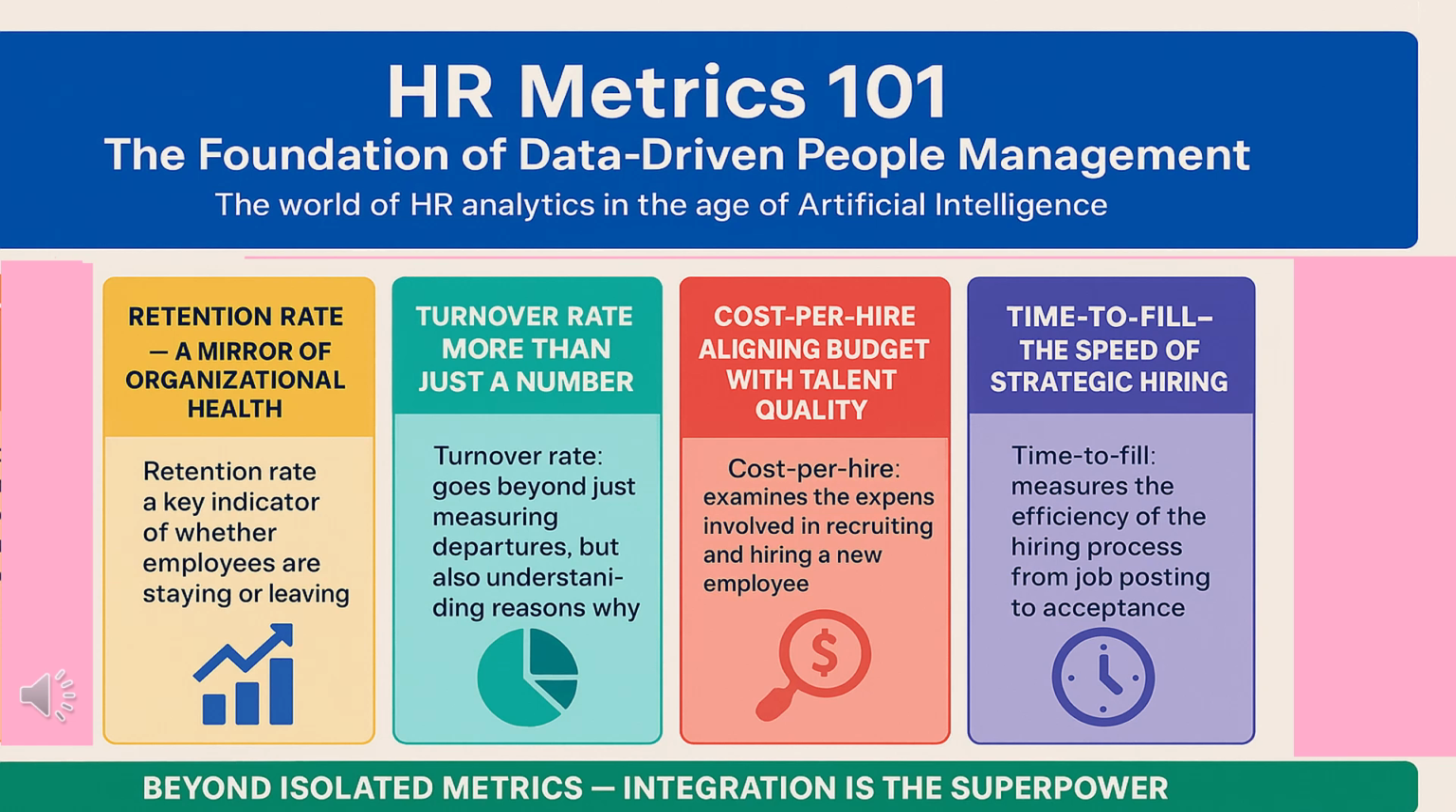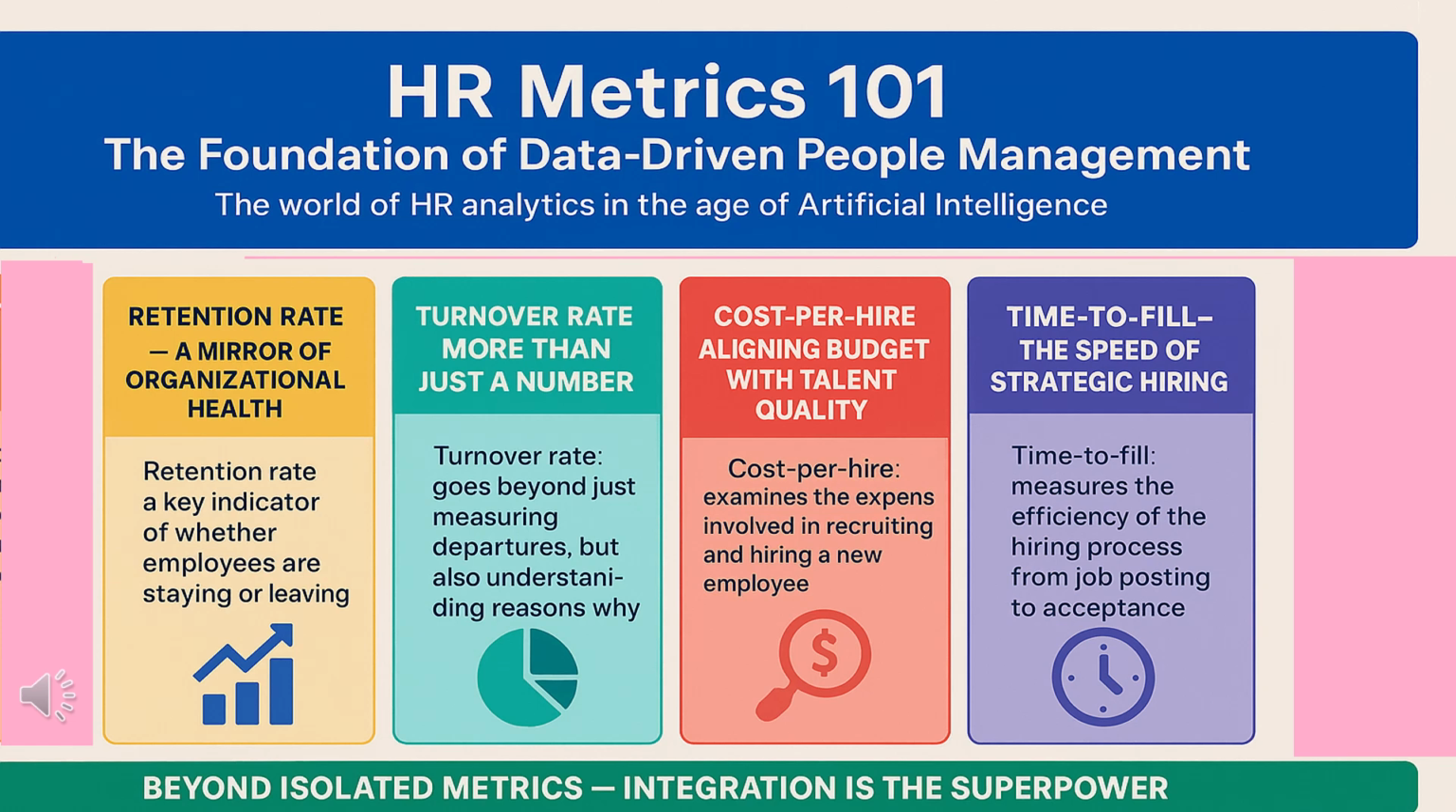Cost per hire, aligning budget with talent quality. You've posted a job. Screened 200 resumes. Conducted 20 interviews. Hired 1 person. What did it cost? Cost per hire includes job board fees, recruiter time, interview coordination, background checks, onboarding and now, increasingly, AI sourcing platform costs.